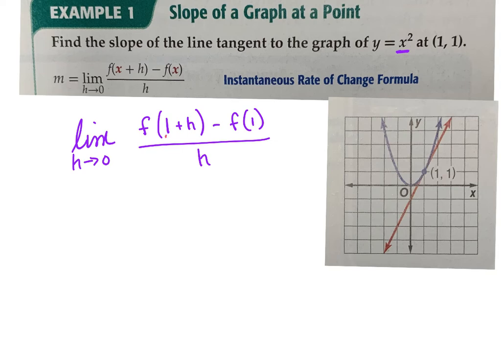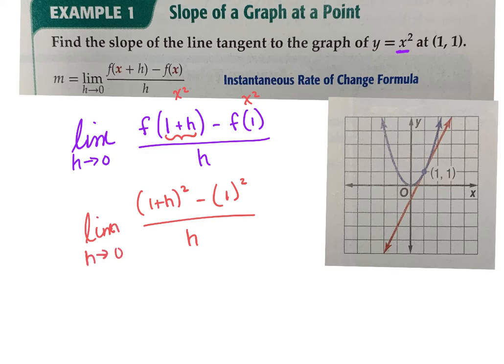My x here is 1 plus h. So f of 1 plus h is going to be, this is x squared, we have to plug it in, right? It is going to be 1 plus h squared, right? Then we plug in our 1, minus 1 squared. That's my x value, right? Over my h. So far, so good. What do I do with this guy?